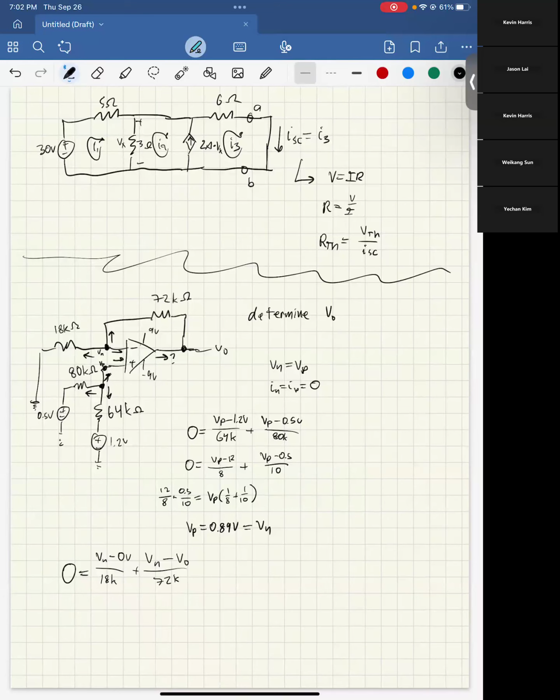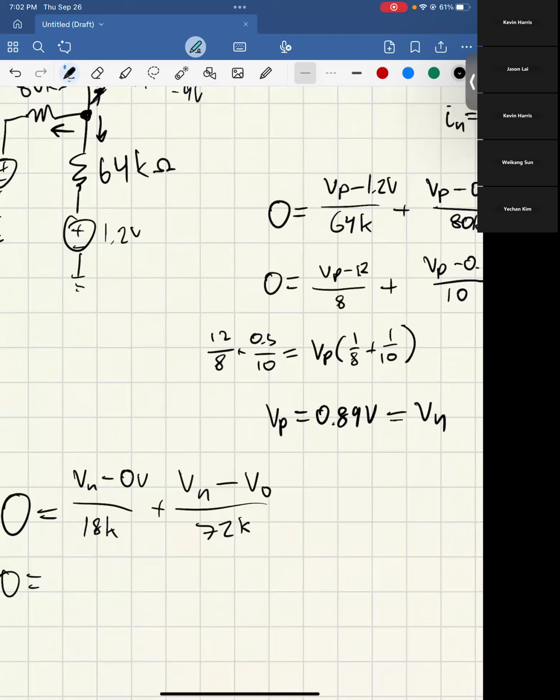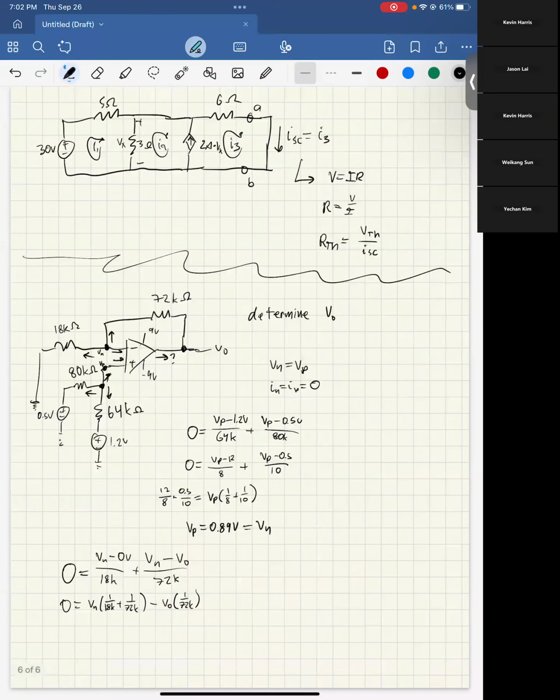And again, you do this in a pretty similar way. I'm just going to do it all pretty fast again. The most straightforward way to do this is you just leave everything in fraction form. So we're going to have Vn times 1 over 18K plus 1 over 72K. That's just from this and this. And then it's going to be minus V0 times 1 over 72K. And then you move that V out to the other side.